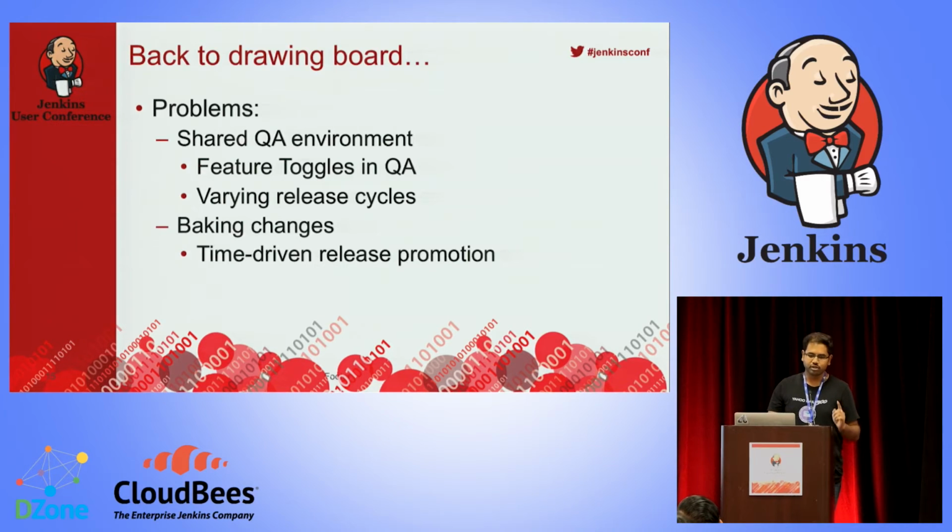Problem number 2. So this was the one we wanted to attack more, because baking changes was bad in the sense that, though we had alerts set up, it was not uniform across the teams.